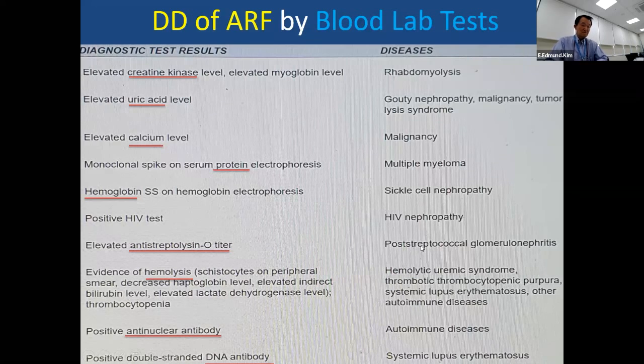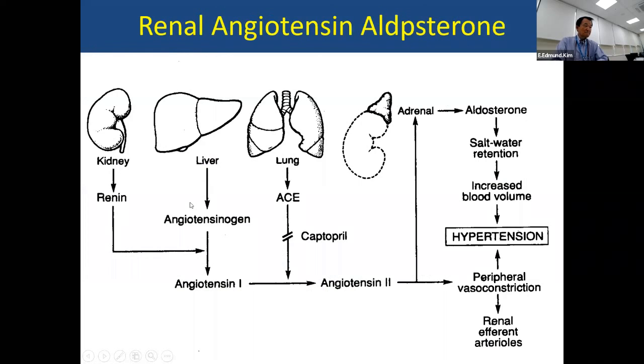There's post-streptococcal glomerulonephritis, certainly, with anti-streptolysin elevated. And hemolytic uremic syndrome, where you can check for hemolysis. Autoimmune disease, you can check anti-nuclear antibody. Lupus, DNA antibody positive. So that's what we usually do clinically.